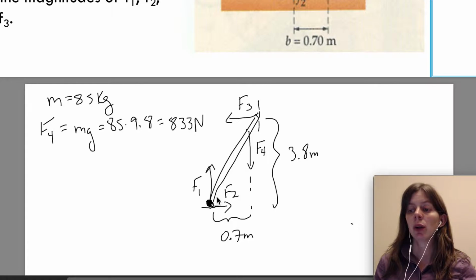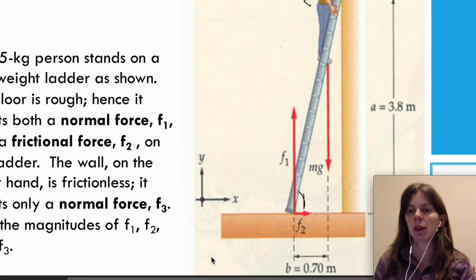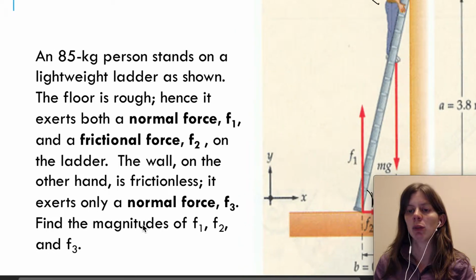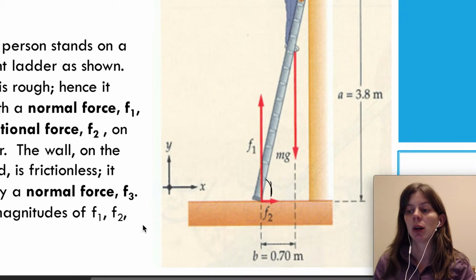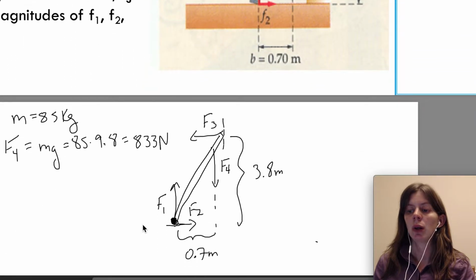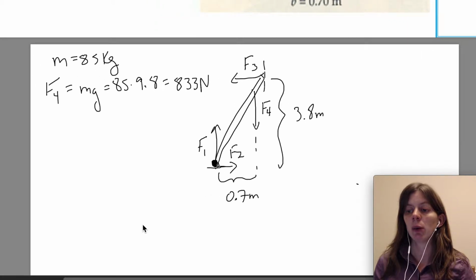Now we could potentially solve for the angle if we knew the length of the ladder. Let's see if we are given the length of the ladder. And we're actually not even given the length of the ladder. So the reason that we're not given the angle is because we don't need it. So we don't need to spend time trying to find this angle.